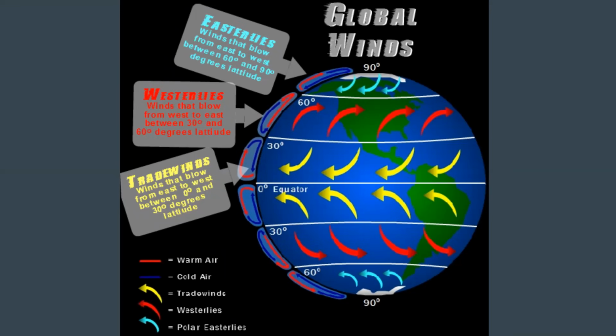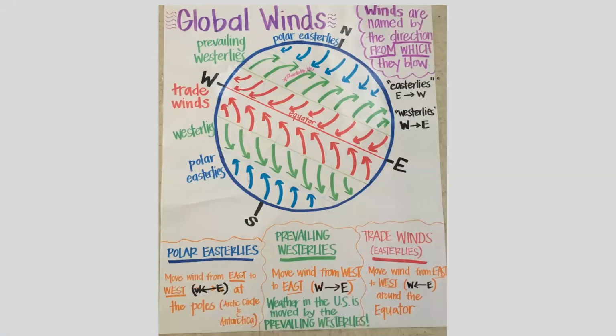It may look like the wind is curving because of something known as the Coriolis effect. Here's another picture of the different types of winds. Again, the polar easterlies in this picture are in blue. They move from east to west at the poles. The prevailing westerlies, which are in green, and that is responsible for our weather, move from west to east. And then the trade winds in the red are sometimes just known as the easterlies. They move from east to west around the equator. Now, you also have an area around the equator called the doldrums, where there's no wind.